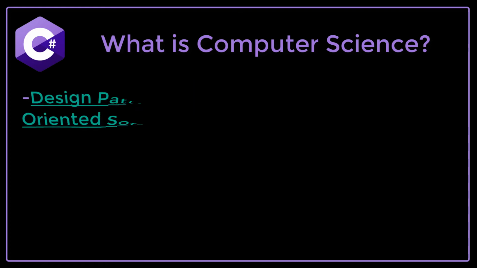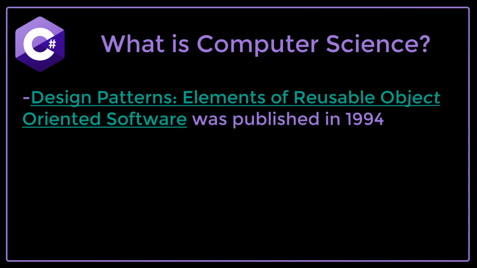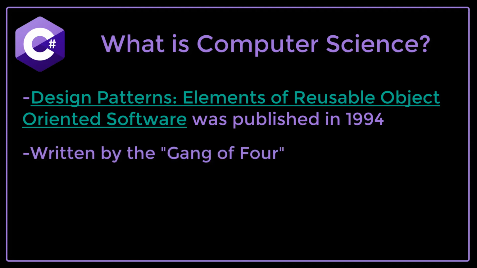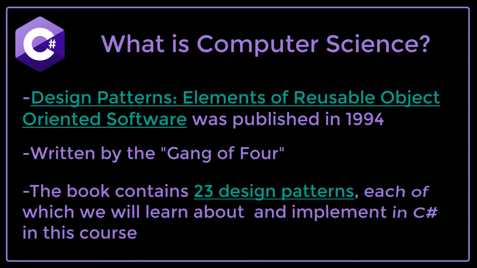In 1994, one of the most iconic books in all of computer science was published, named Design Patterns: Elements of Reusable Object-Oriented Software. It was written by 4 great software engineers, nicknamed the Gang of Four. Inside of this book, there are 23 design patterns, which have become the core concepts for computer science and software engineering in the 21st century. In this course, you will learn all 23 of those design patterns and how to implement them in C#.